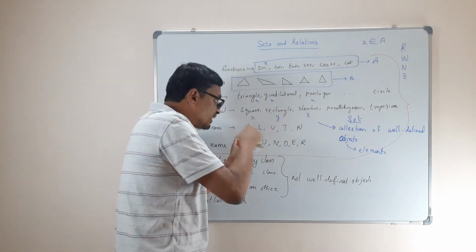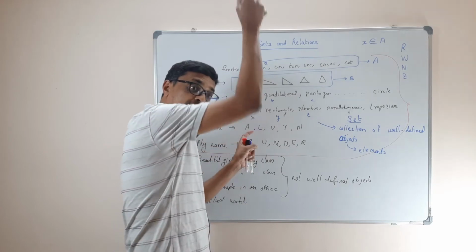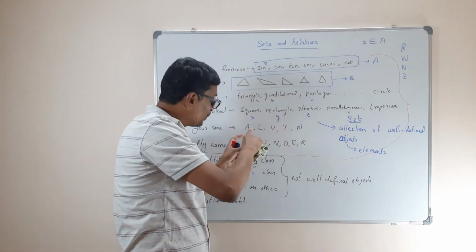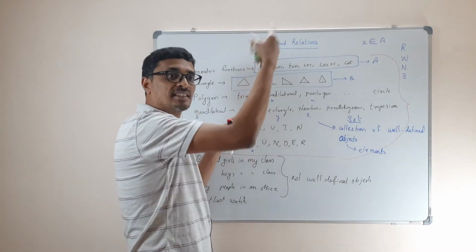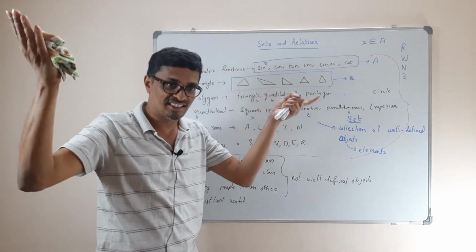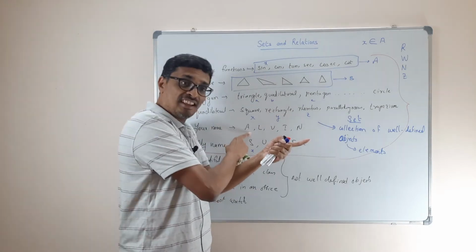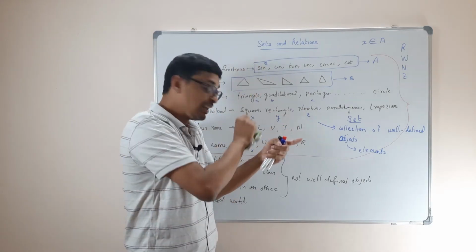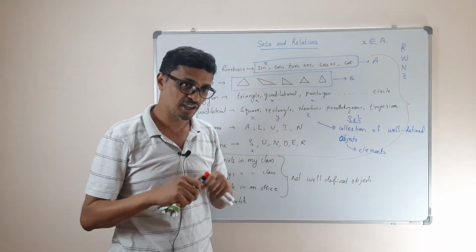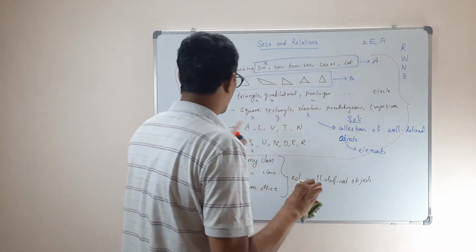And this is a set which is derived from the English alphabets. If I call the English alphabets some set, then A, your name, that subset will come. This is all an element of that English alphabets. Subset will come later on, I will tell you. Fine.